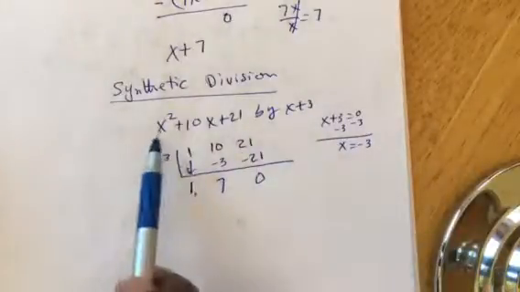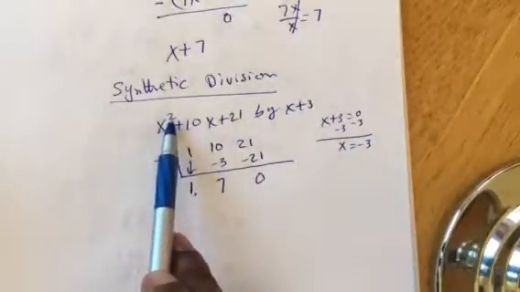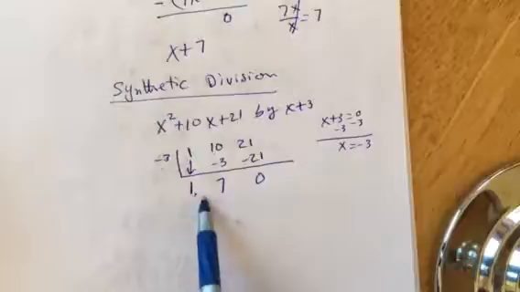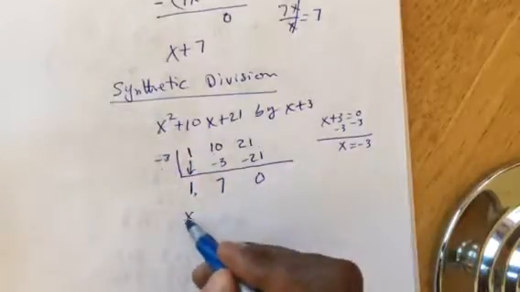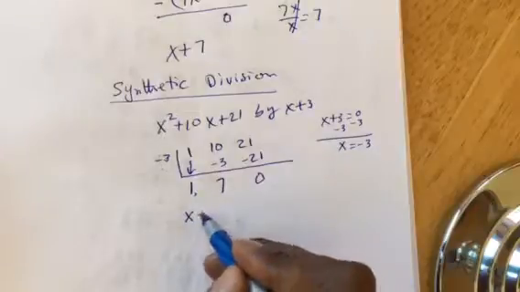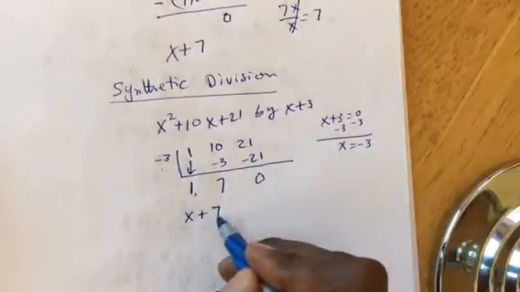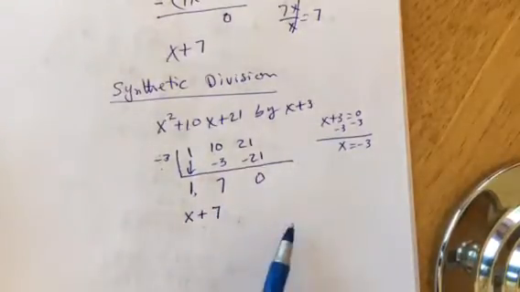Now the exponent it started with was x squared, so for the answer you reduce the exponent by 1. So if it was x squared, this one becomes just x, and then the sign here is positive. This would just be 7, and that's your answer. Okay, so there's no remainder.